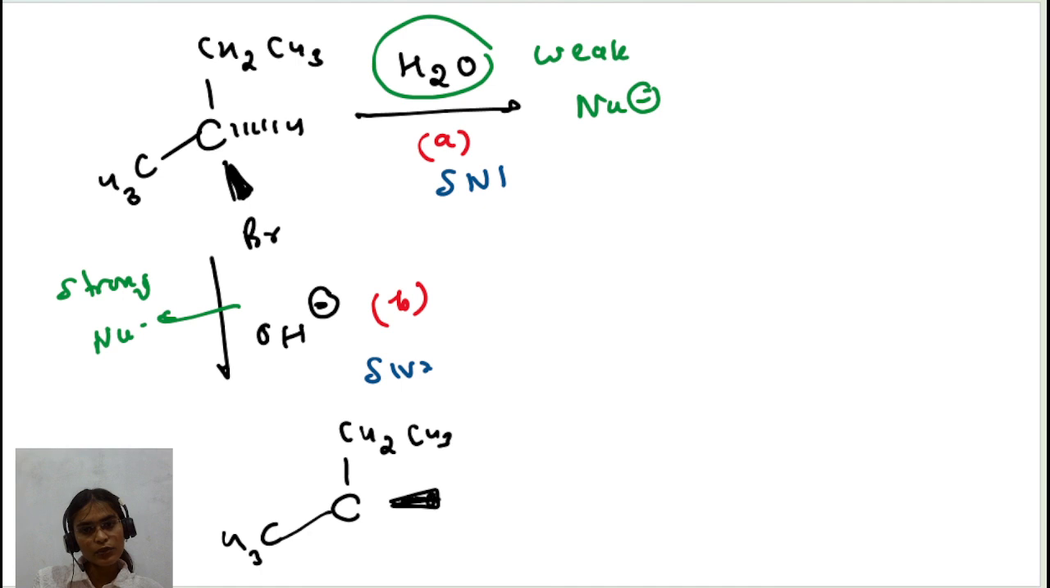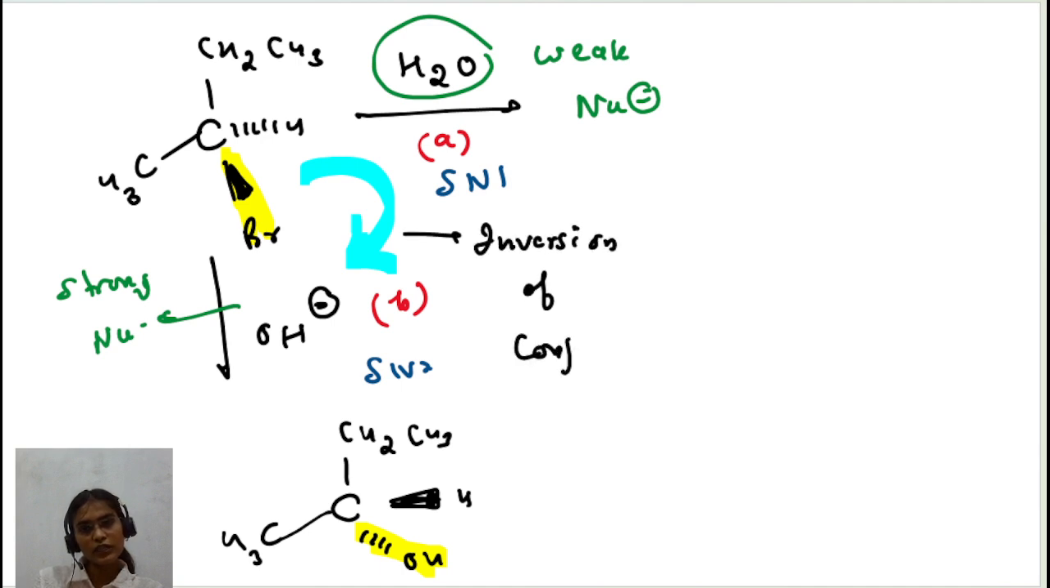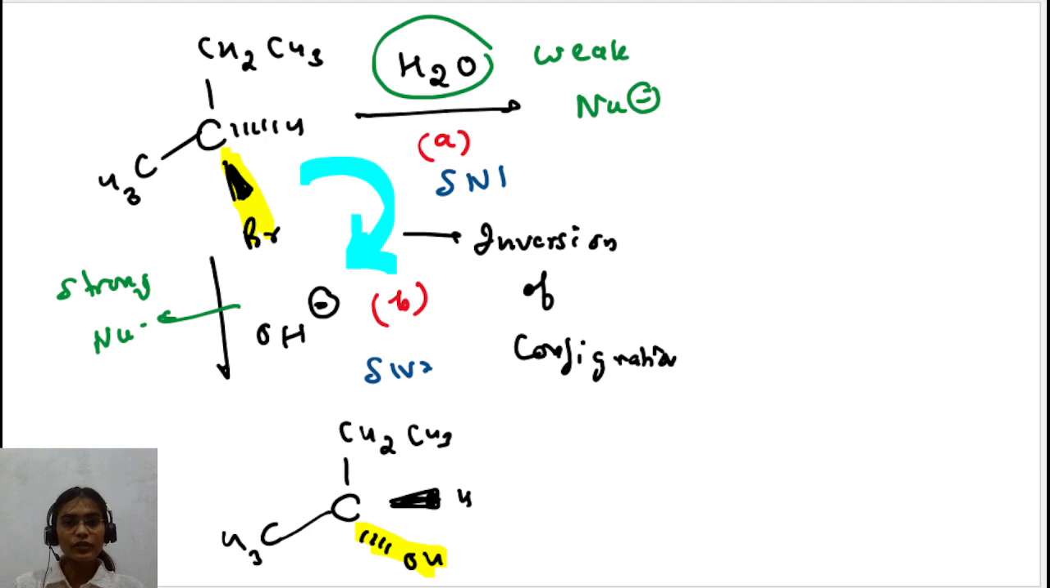This time the hydrogen is at the wedge position, and the bromine was at the dash position, but now OH is at the wedge. Inversion of configuration takes place. So if you are moving from there to there, inversion of configuration takes place. So what is inversion? Inversion of configuration. Okay, that's all for the inversion of configuration there.